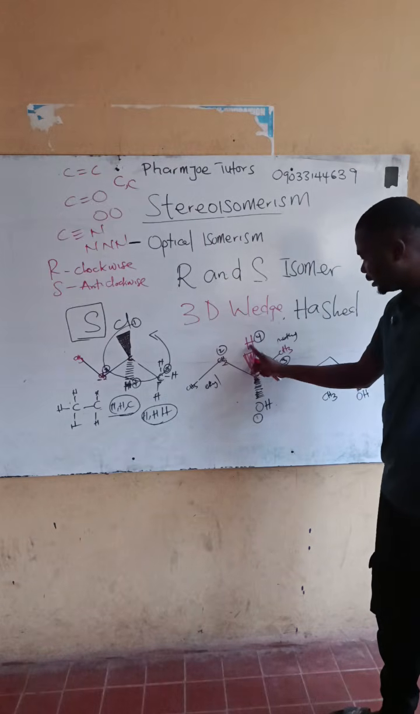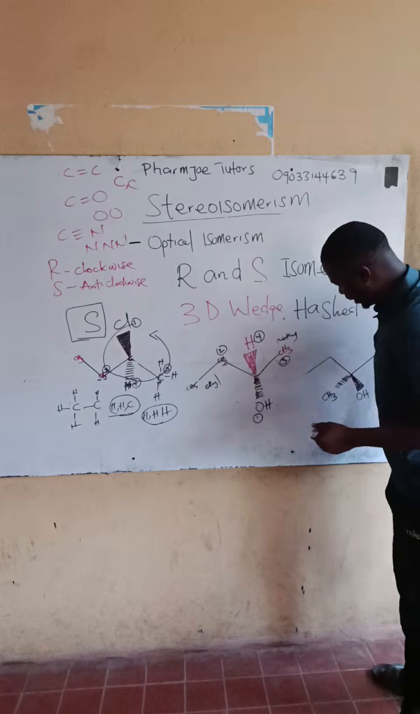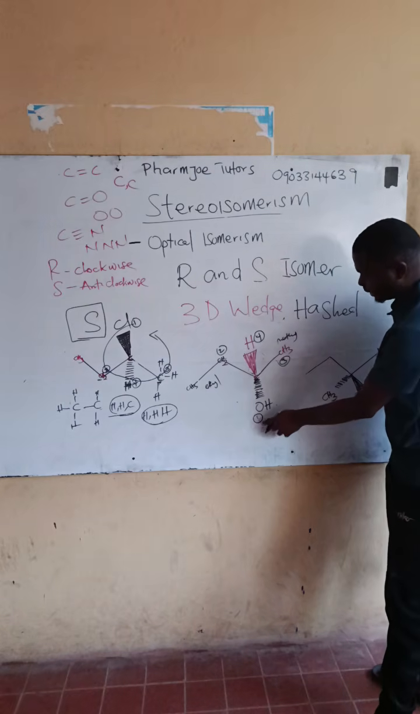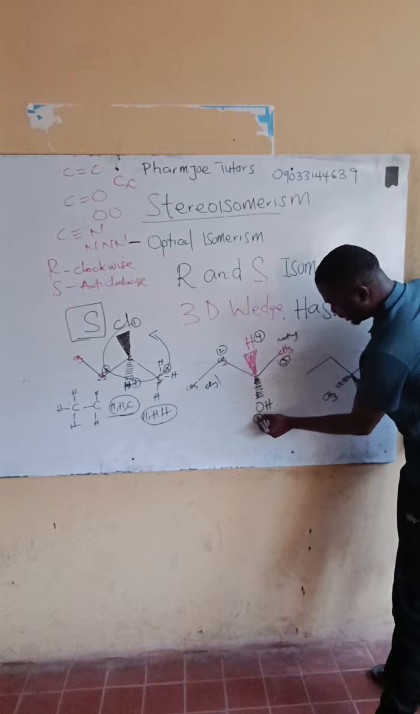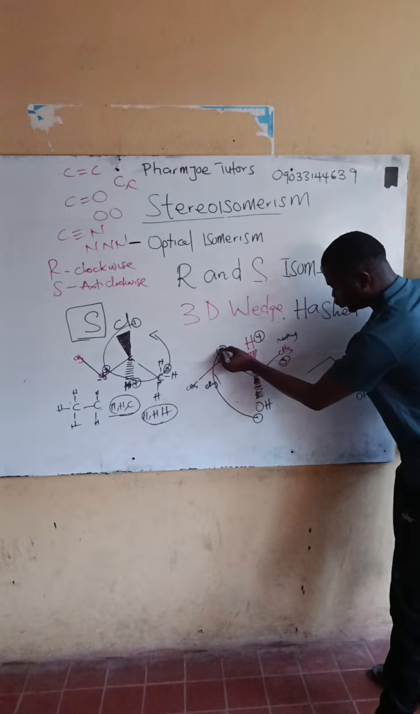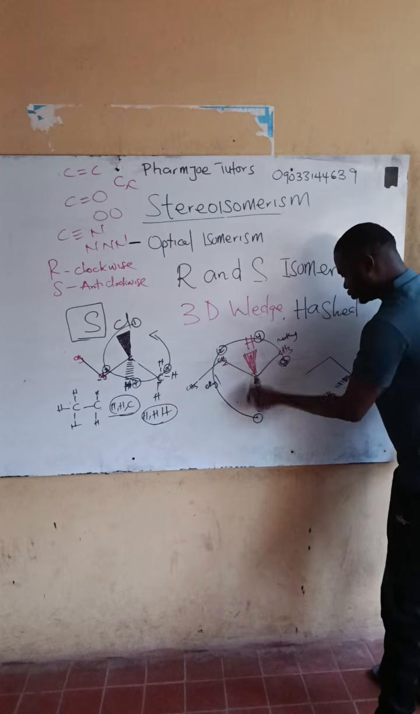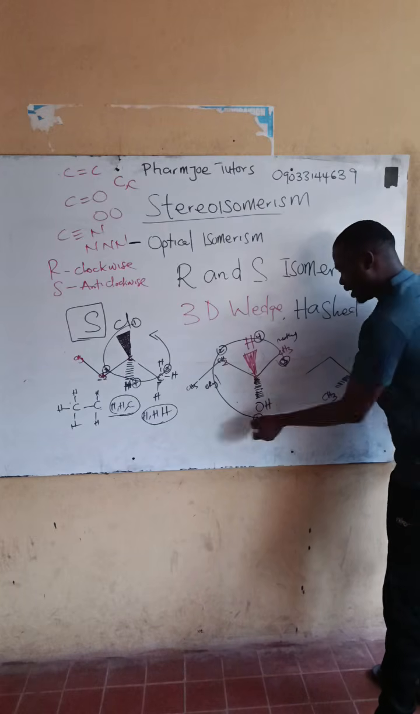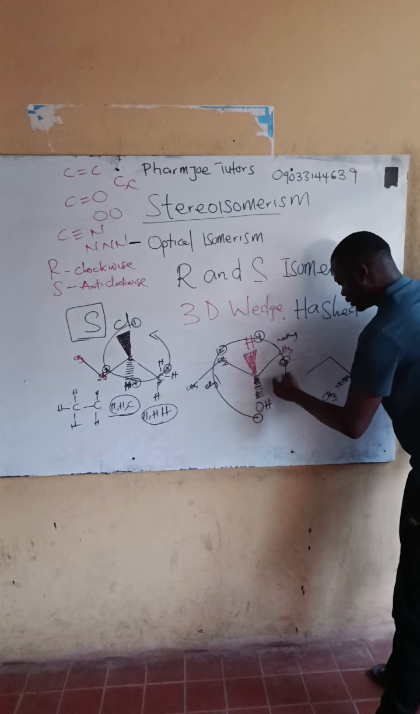Now, don't forget that hydrogen was not on the hash in this case. Hydrogen was on the what? Wedge. But let's count. So where's my number 1? This is number 1. So I'm connecting 1 to 2 to 3. Don't forget, ignore 4. So this is 1. Connect it to what? 2. And connect it to what? 3. So what am I in that direction? Is it clockwise or anti-clockwise? If you are going this direction, it is what? You can see, it is clockwise.